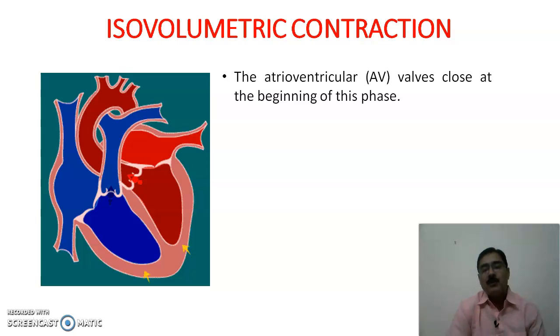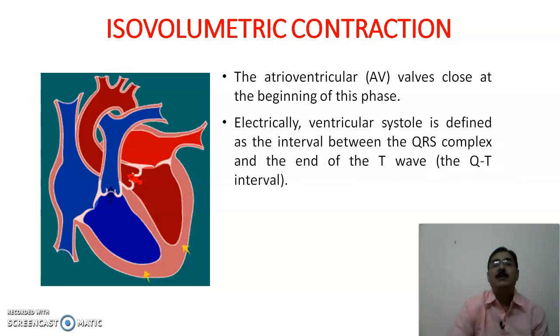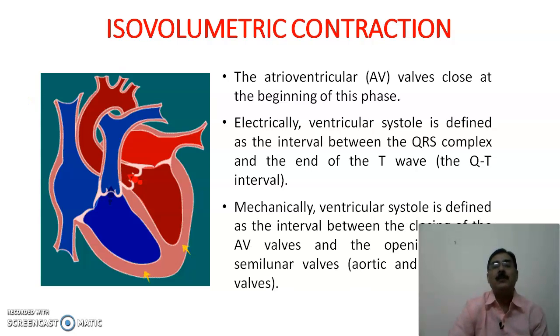Second, during this contraction, the atrioventricular valves, that is the AV valves, remain closed at the beginning of this phase. Electrically, the ventricular systole is defined as the interval between the QRS complex and the end of the T wave, the QT interval, which we can see with the electrocardiogram, the ECG. Mechanically, the ventricular systole is defined as the interval between closing of the AV valves and the opening of the SL valves, that is the semilunar valves, aortic and pulmonary valves.